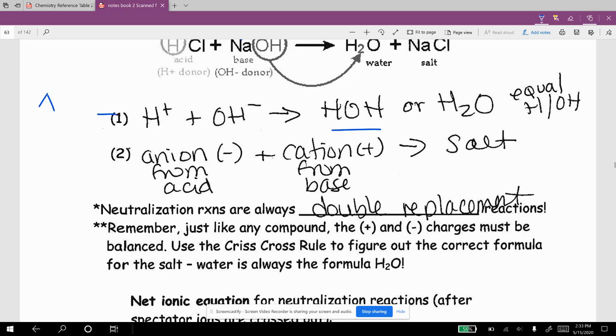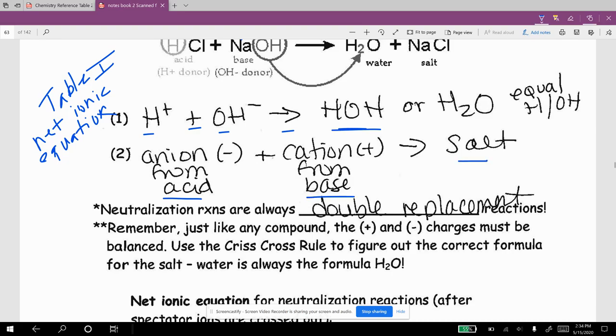So this is on your reference tables, on reference table I. This is called a net ionic equation. Well, first of all, it's an equation because I'm adding two things together with an arrow, right? It's a chemical equation. So you have your HOH making water, and it's on table I. So your acid plus your base makes the salt plus water, which is neutral, equal H and OH.